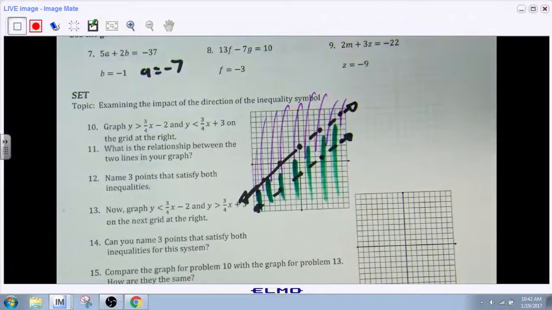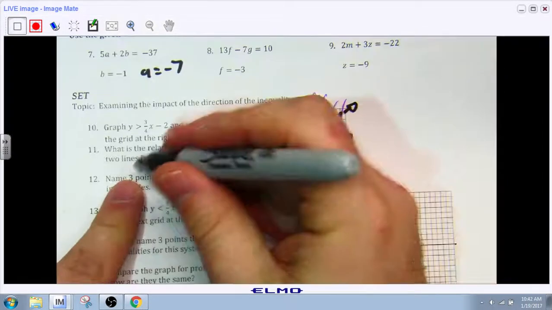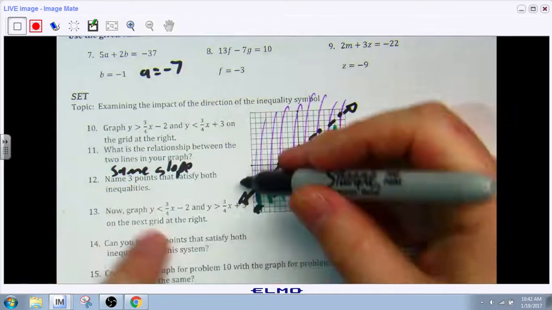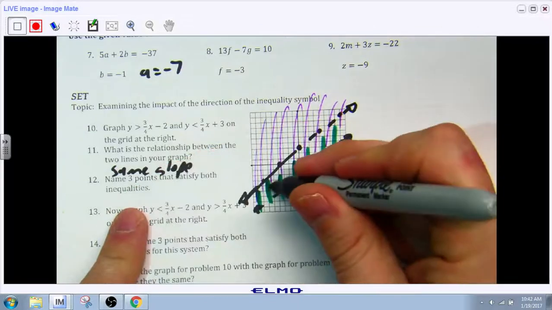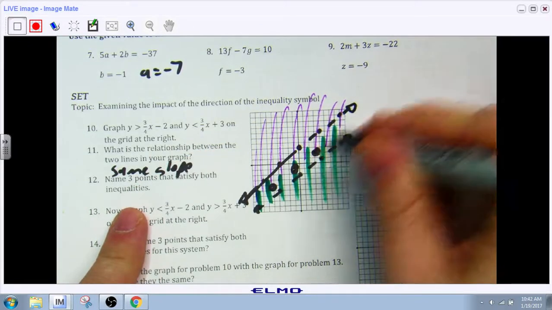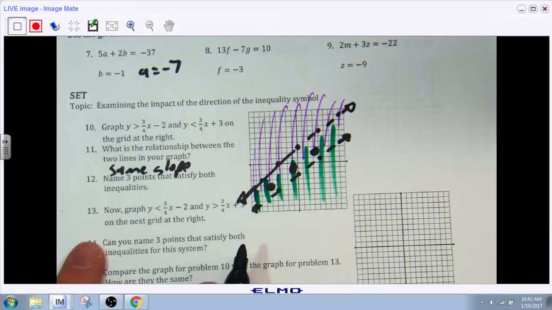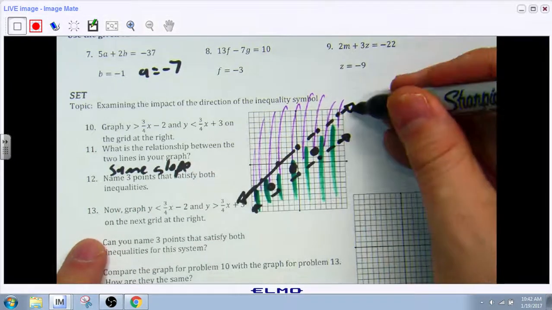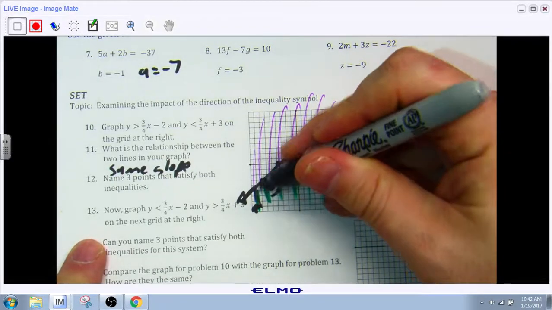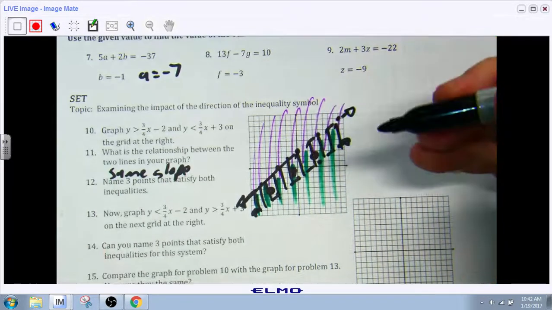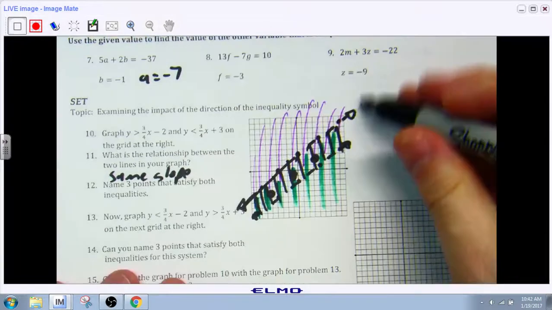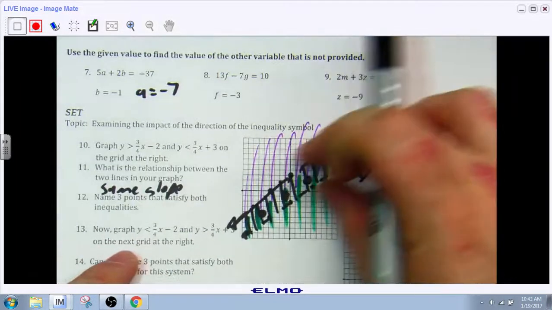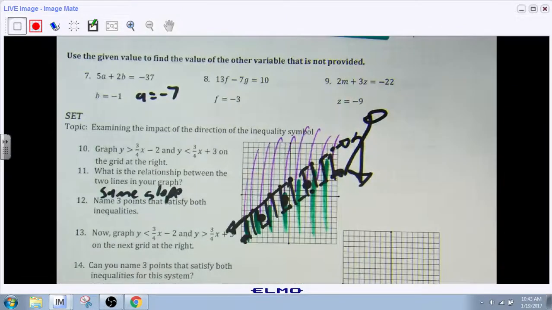Okay, and you can see they have the same slope. They're going the same direction. And actually what we end up with, if we were to pick any 3 points in the middle here, that would satisfy both, okay? And so now it's going to ask us to do the same thing with this other graph. What I want you guys to see is this area right in between. That's true for both of them, right? We have this bottom line going up and this top line going down, but we end up with this little sandwich, this delicious sandwich where we have answers for both.